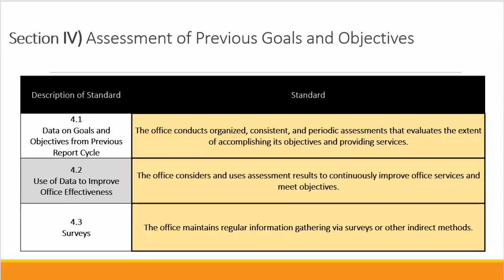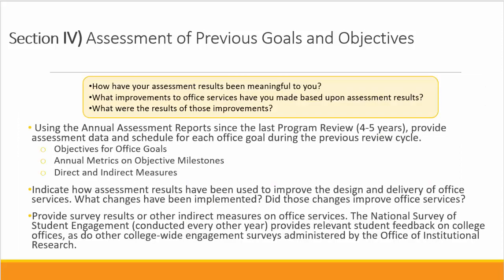Section 4 has to do with assessment of previous goals and objectives. So this is looking back. You should pull together the annual assessment reports that you've been filing over the past periodic review cycle. Review those in terms of any data: the services that the office is providing, how effective have those been, and how have you made improvements to those services, right? So here we want to think about continuously improving office services. If you have any survey instruments that you regularly use, this is also a place to document those.